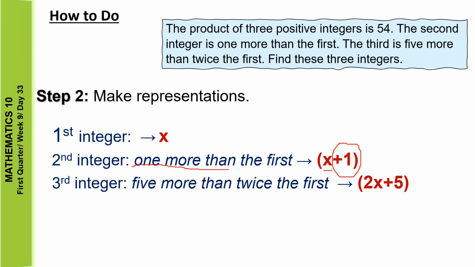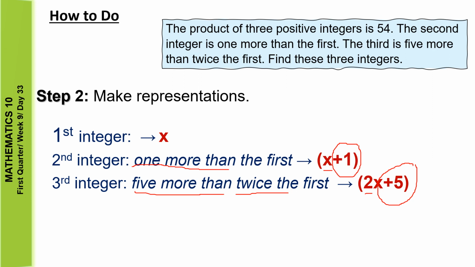Next, the third integer is 5 more than twice the first. The algebraic expression is 2x plus 5. Take note again, 5 more than means plus 5. And then twice the first. Twice means 2 of the first integer. Our first integer is represented by x. So twice the first is double the first integer, represented by x. So again, our third integer is 5 more than twice the first, represented by the algebraic expression 2x plus 5.